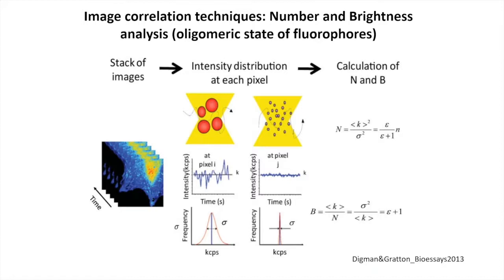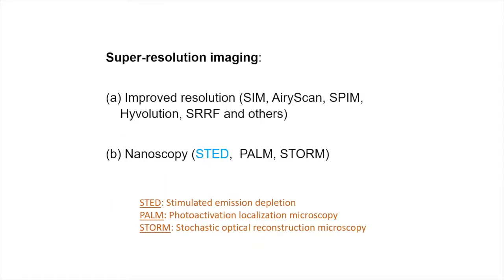And finally, there's image correlation spectroscopy, which Yan Cheng will tell you more about. When you do this, you acquire a series of images, stacks of images, and look at the correlation or fluctuation of intensities for every pixel. And from that fluctuation, you could extract the oligomeric status of your protein. The idea is that protein oligomers will cause larger fluctuation amplitude in your pixel or volume as opposed to monomers. And from that fluctuation around the mean, you could determine the oligomeric status of a protein.